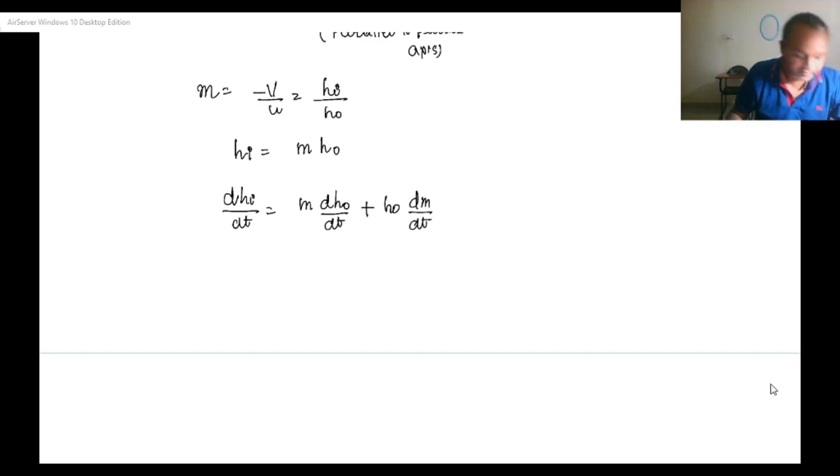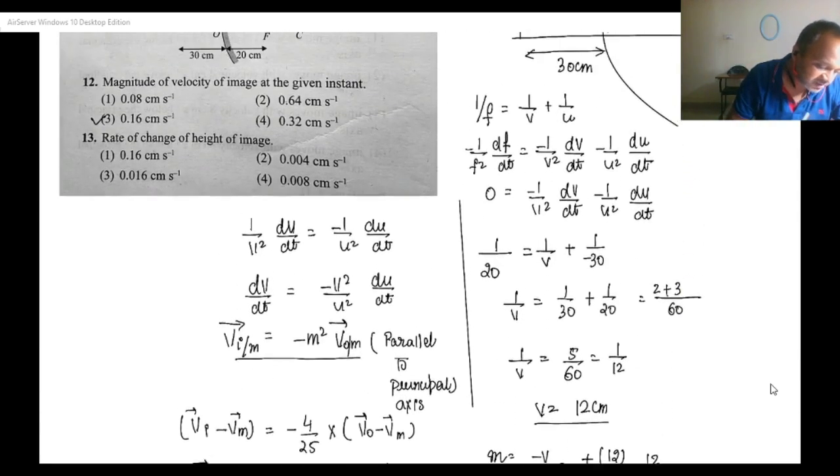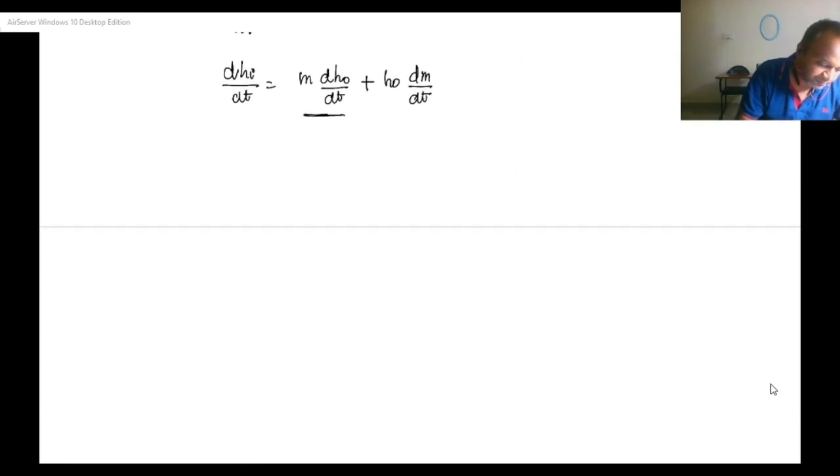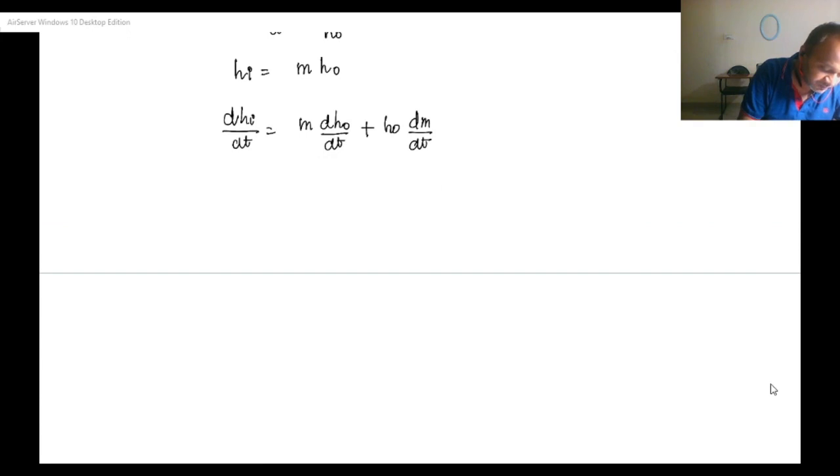Now if you observe here the first term, which is m into dh naught by dt, this term will be 0 here. Why will this term be 0? Because dh naught by dt is the rate of change of height of the object, and of course the height of the object is not changing, right? Because you can see here in the problem it is given the object is moving parallel to the principal axis. The object does not have any velocity in the perpendicular direction of the principal axis, so of course the height of object is not changing. So this term will be 0 here.